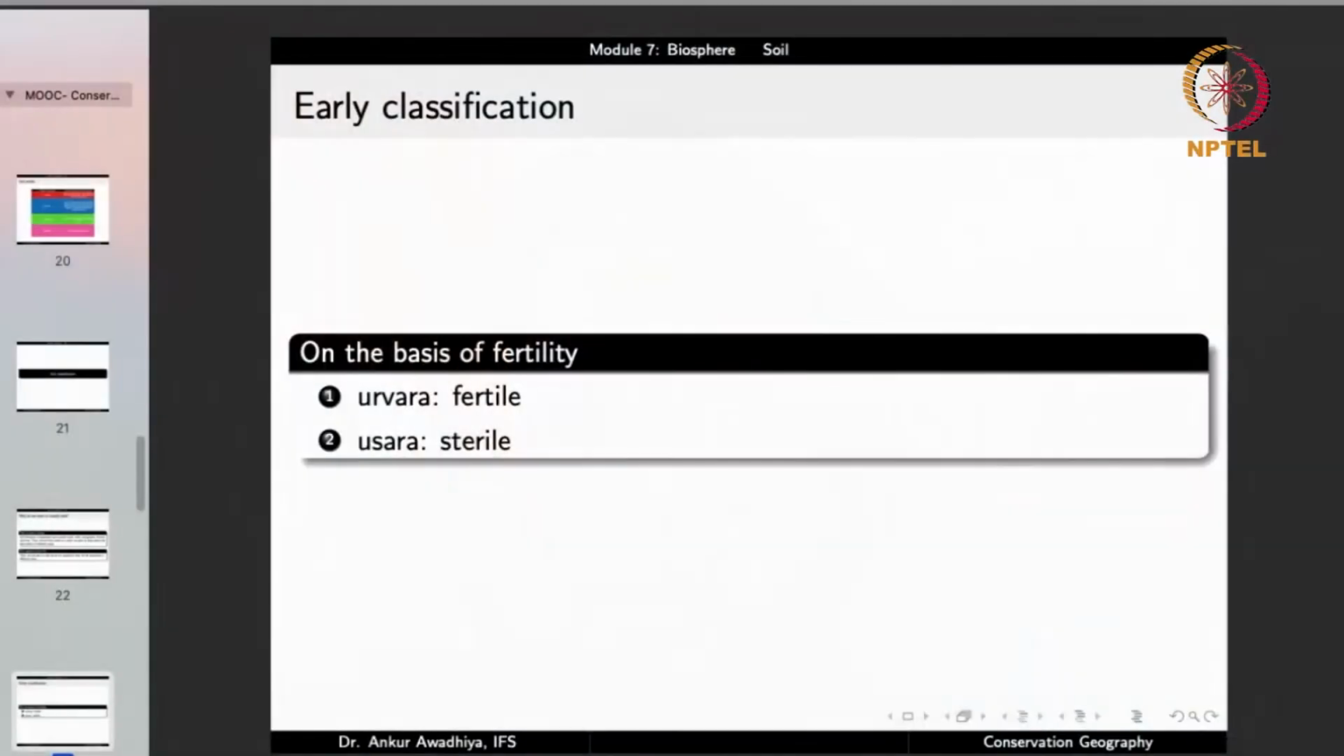Now, a soil can be Urvara or Usar because of several different reasons. Probably it has a mineral that is absent, or probably it has too much of salt, or probably it has very high pH or very low pH. So there are n number of things that can make a soil fertile or infertile. So this early classification just gives an idea about the fertility. It does not tell us why a soil is fertile or infertile. It does not tell us about how this soil came into existence. But this was the early classification of soils.